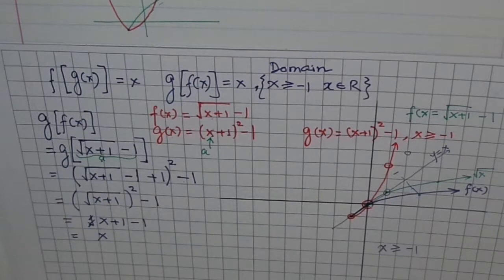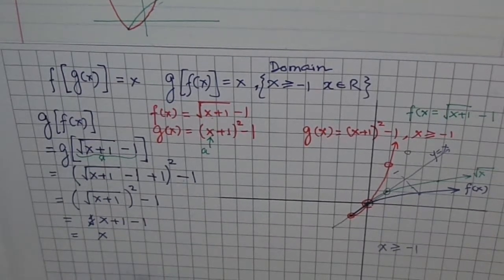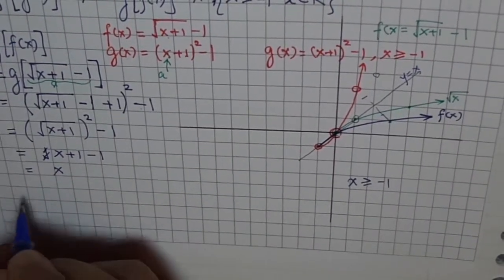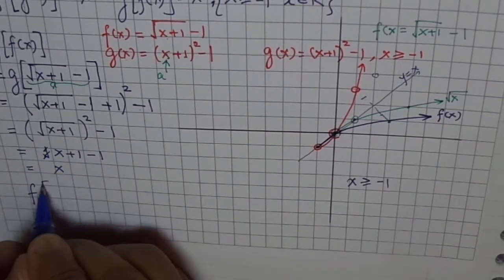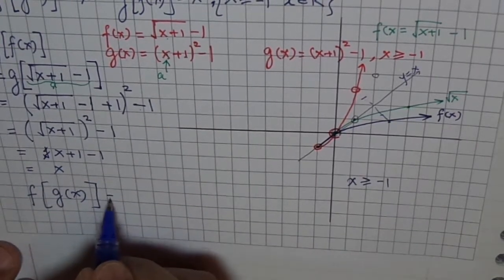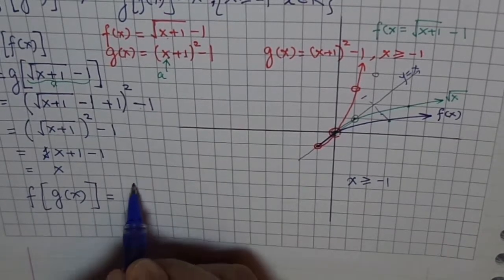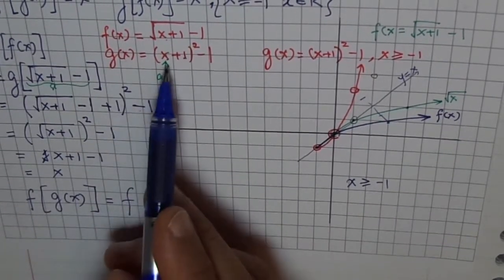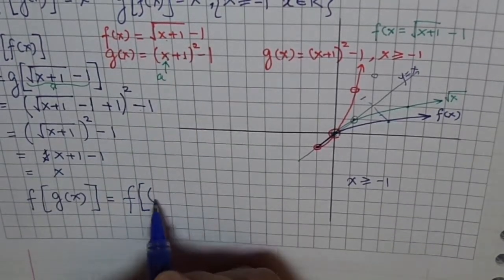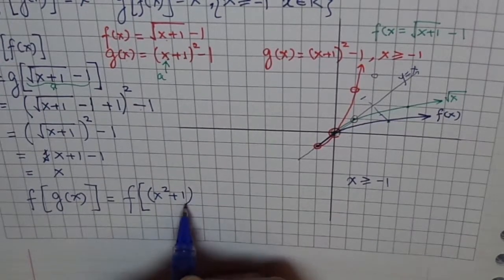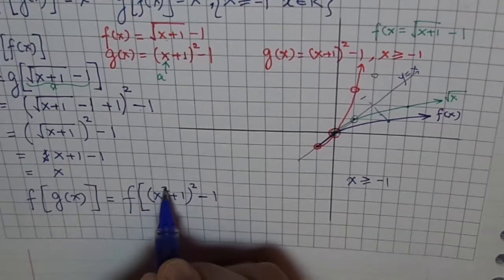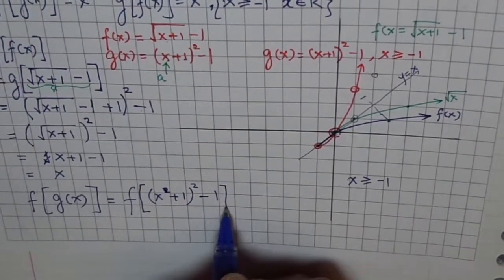Now we can do the second part also, that is f of g of x. So let's do f of g of x. It means what? F of, what is g of x? Write down g of x. g of x is this value: (square root of x plus 1) whole square minus 1. Is it okay? Square root of x plus 1, whole square, minus 1.